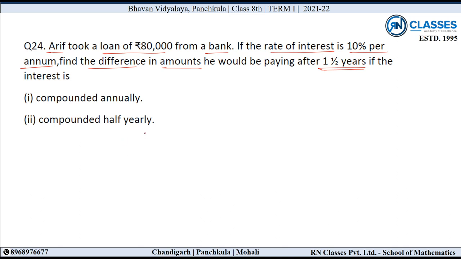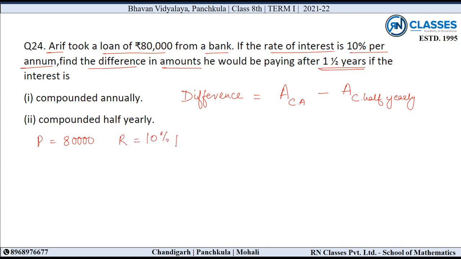तो डिफरेंस निकालना है. फाइनली मेरे को निकालना है डिफरेंस किसका, अमाउंट कंपाउंडेड एनुअली आफ्टर 1.5 इयर्स माइनस अमाउंट कंपाउंडेड हाफ ईयरली. इन दोनों का डिफरेंस निकालना है. आरिफ टुक अ लोन ऑफ 80,000, मींस प्रिंसिपल है 80,000, फ्रॉम द बैंक एट अ रेट ऑफ 10% पर एनम. अब टाइम गिवन इज 1.5 ईयर, सेम कैन बी सेड एज 3/2 ईयर्स. कंपाउंडेड एनुअली निकाल लेते हैं.